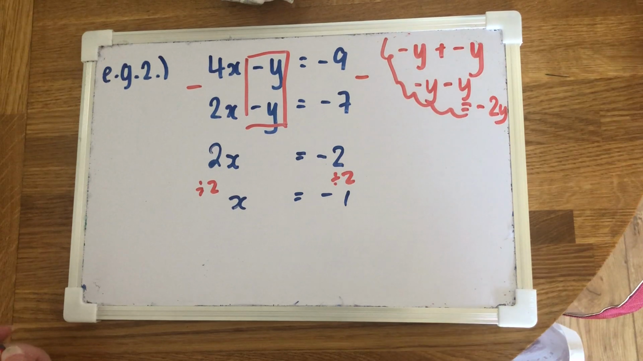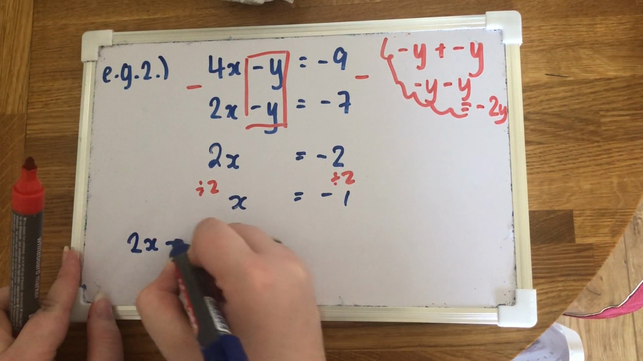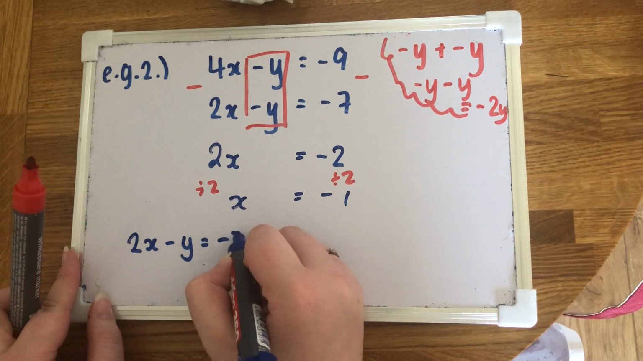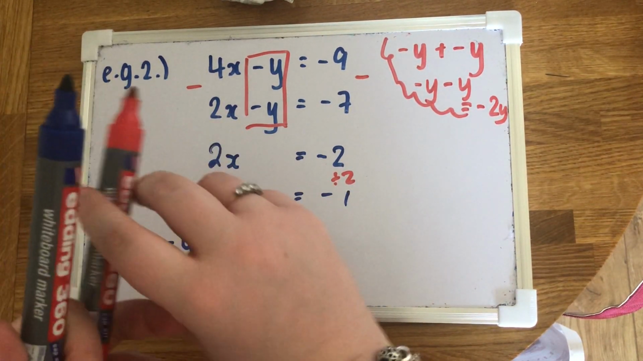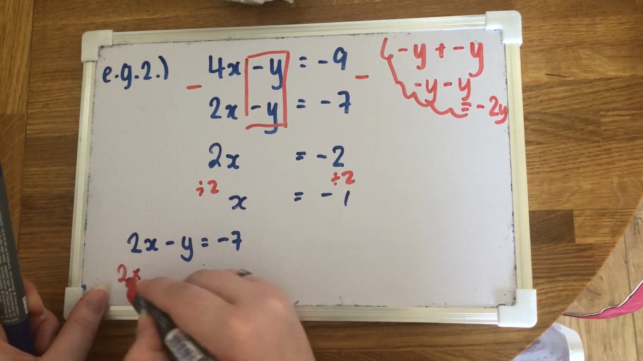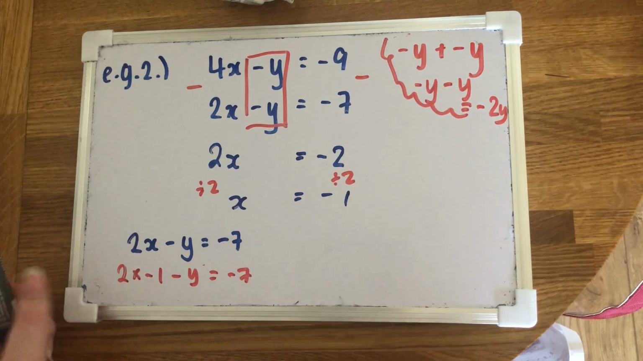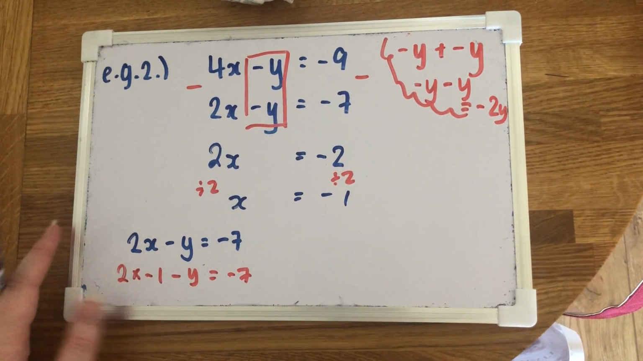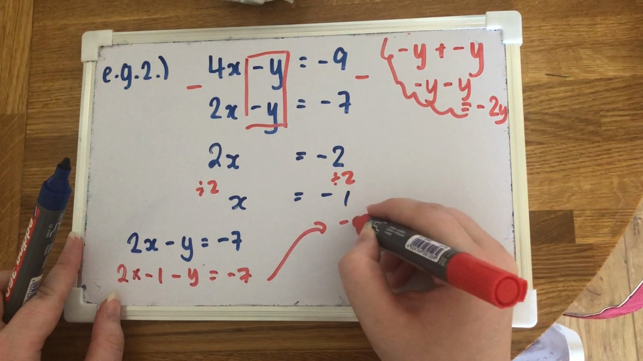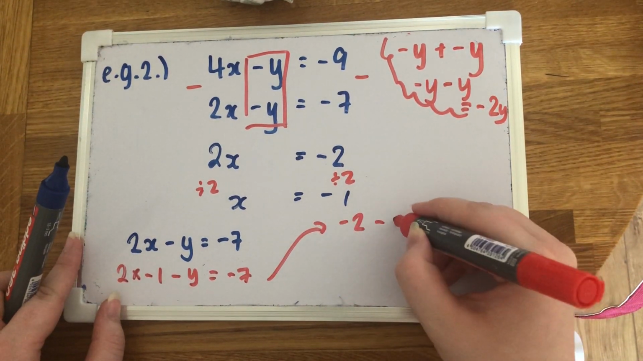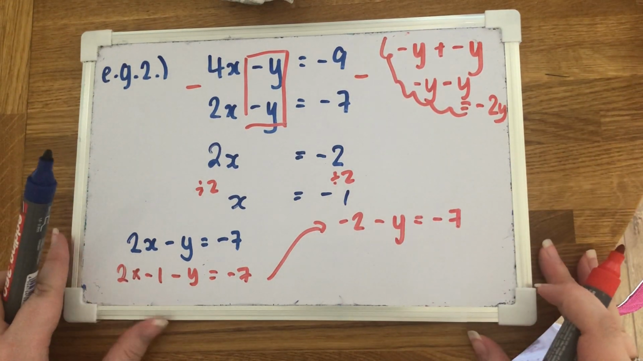Okay, again, you pick an equation. I'm going to pick the bottom one. So first thing I'm going to do is write it out. We know that x is negative 1. So we're going to do 2 multiplied by negative 1, negative y equals negative 7. Lots of negatives there. Okay, so that gives me that. I'm going to do it over here. Negative 2 subtract y is equal to negative 7.